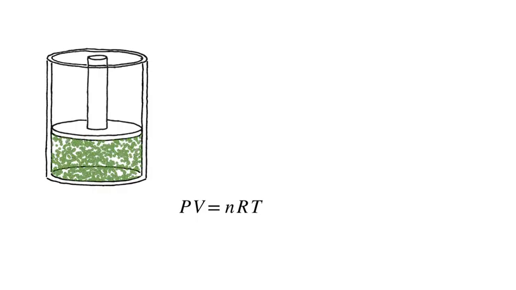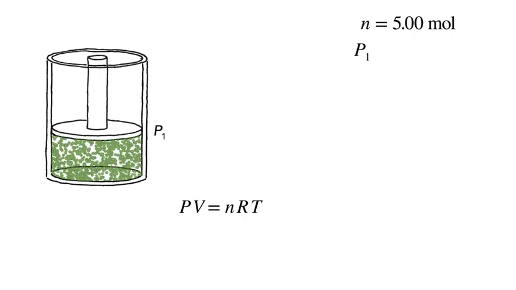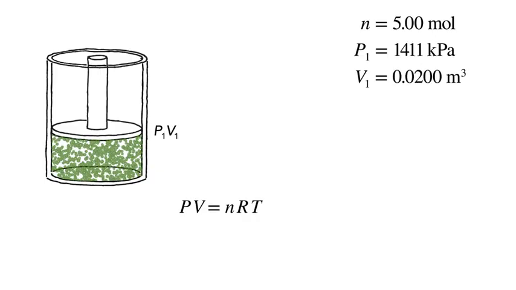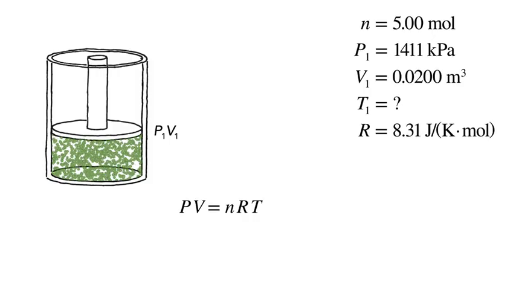In this isothermal expansion, you know that there are 5 moles of gas in the cylinder at an initial pressure of 1,411 kilopascals in a volume of 0.0200 cubic meters. This means that the only unknown is the temperature, since the gas constant is known to have a value of 8.31 joules over kelvins times moles.